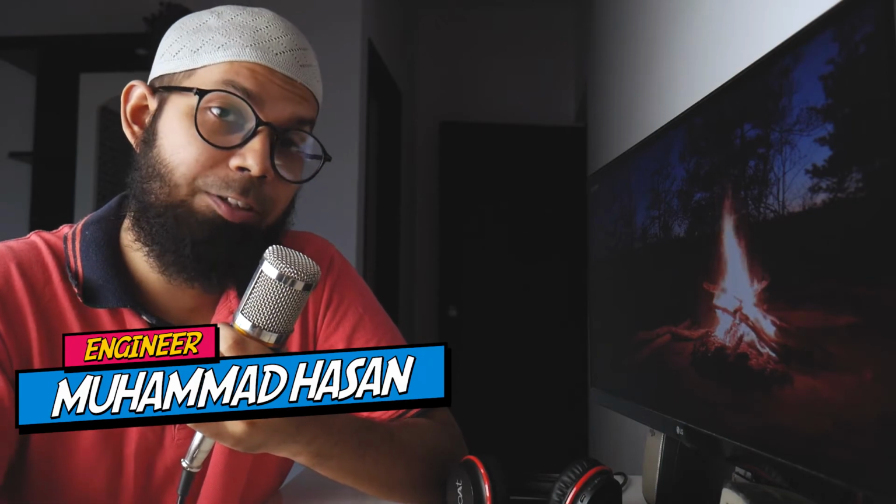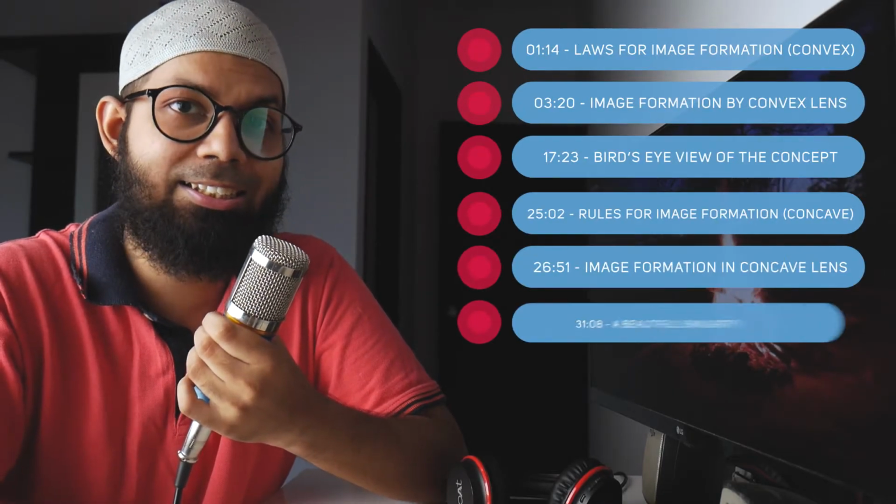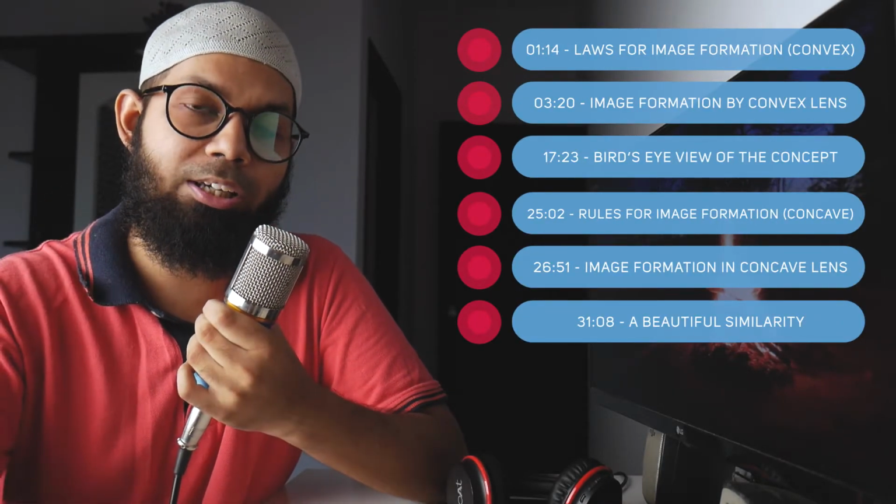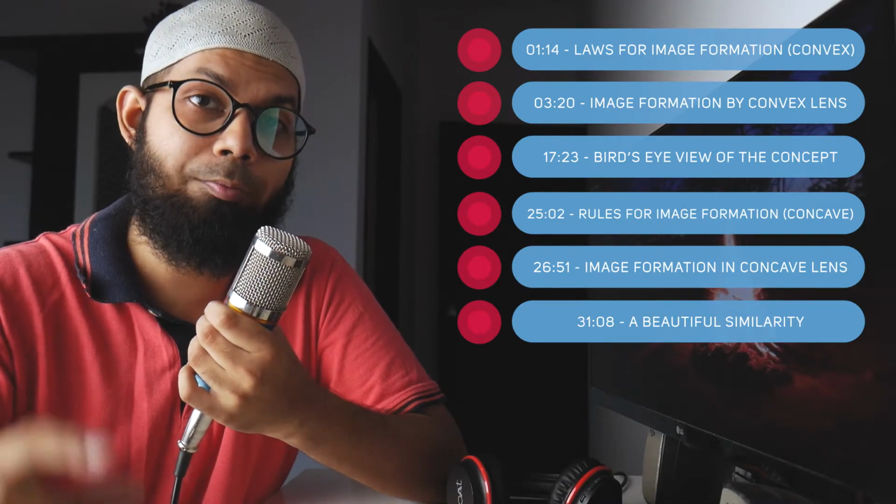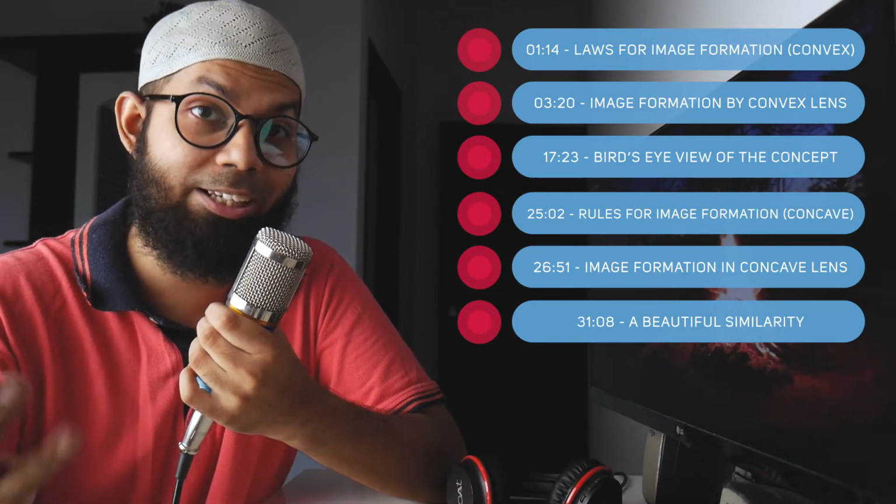Let's begin our 15th part of the video series. In this video, I'll be discussing the rules required for image formation in a convex lens. Then we'll be applying that rule in order to see where the image will be formed when we move the object in front of the convex lens.